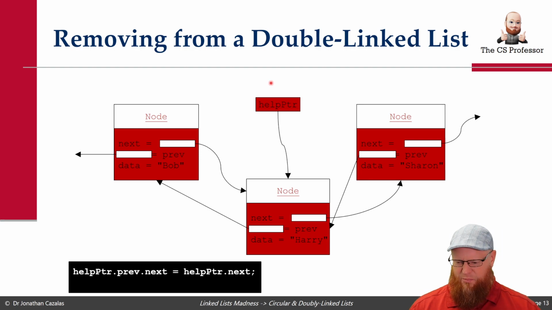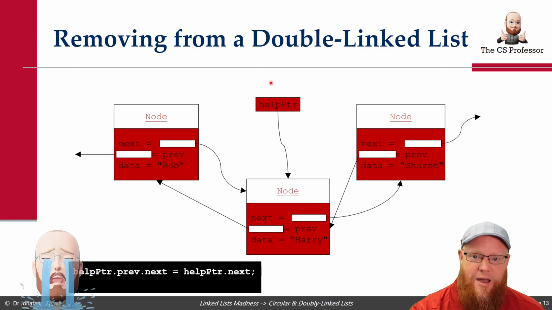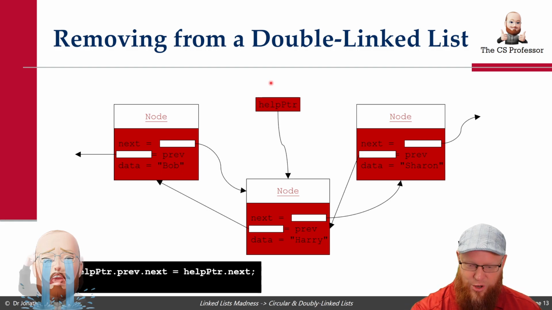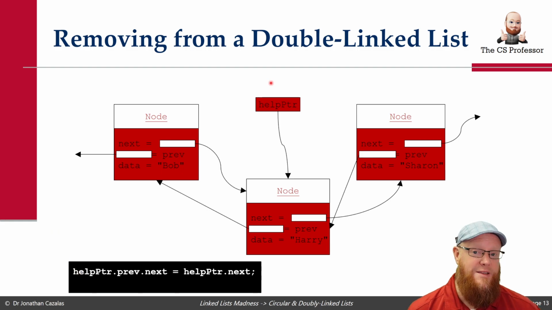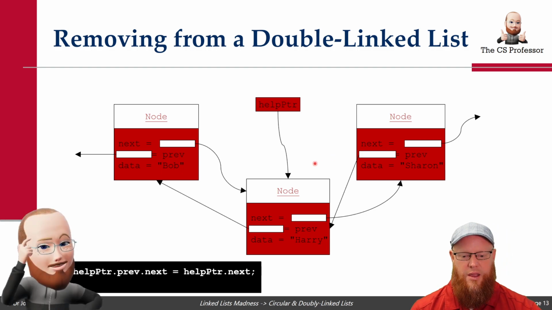What's really happening? Help pointer dot previous dot next equals help pointer dot next. Like, what the heck? I have a crying feeling here, or a confused feeling. Let's make this happen. It's not that bad. Start on the right side of the assignment. Help pointer dot next. That's an address. Whose address is that? Help pointer dot next. We'll just look. Oh, that's storing the address of Sharon. And you're like, oh, that's big brain. So help pointer dot next, that's the address of Sharon.